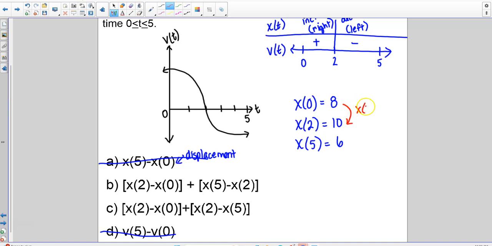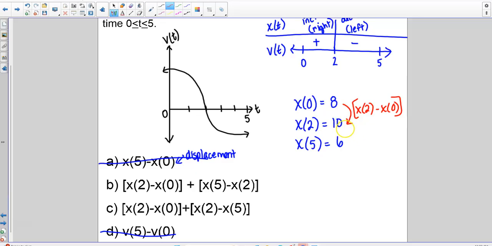X of 2 minus x of 0. Because if I do x of 0 minus x of 2, I will get a negative number, right? That'll be 8 minus 10, which will give me a negative number. So that's this part. We actually don't have to worry about that too much because both of our answer choices look like that here on that first part.